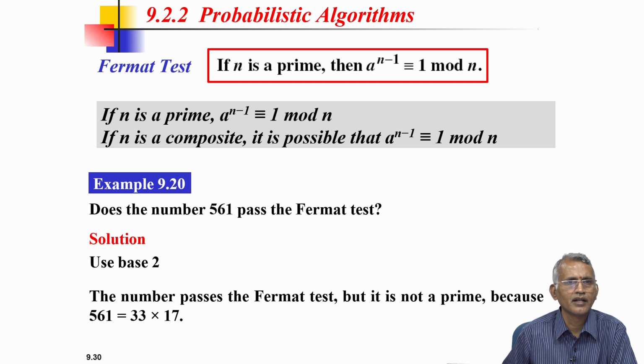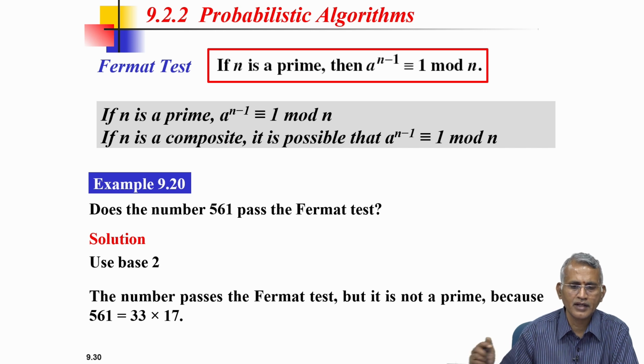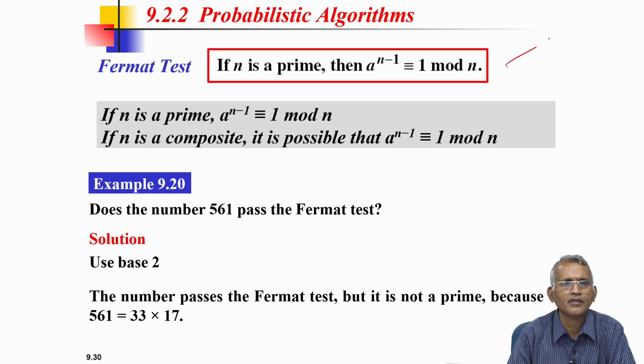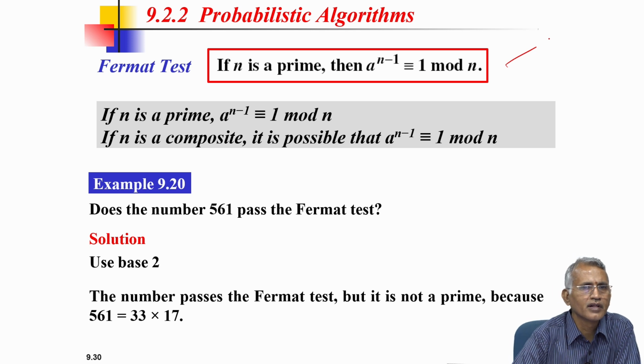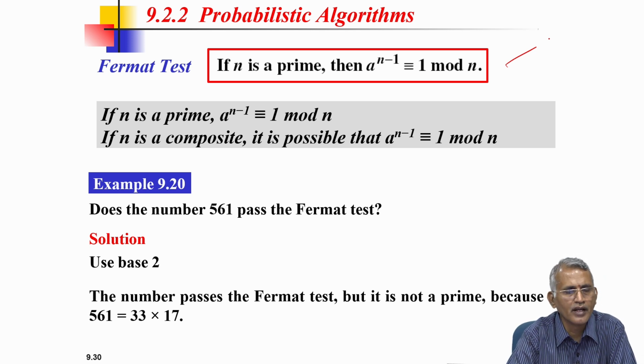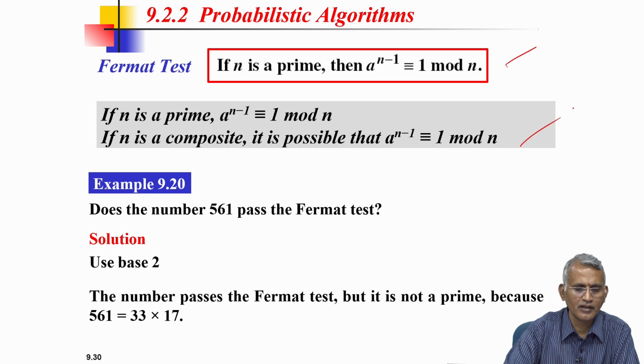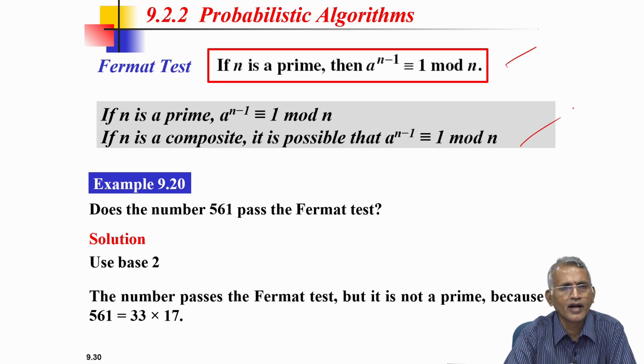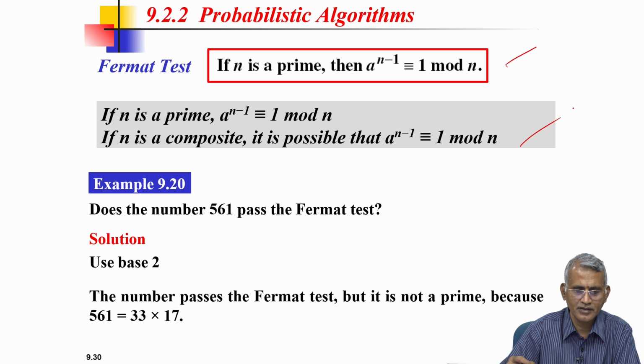For primality testing using the Fermat test, this is a probabilistic algorithm. If n is a prime, then a^(n-1) is identically equal to 1 under modulo n. If n is a composite, it is possible that a^(n-1) is identical to 1 under modulo n. Does the number 561 pass the Fermat test?